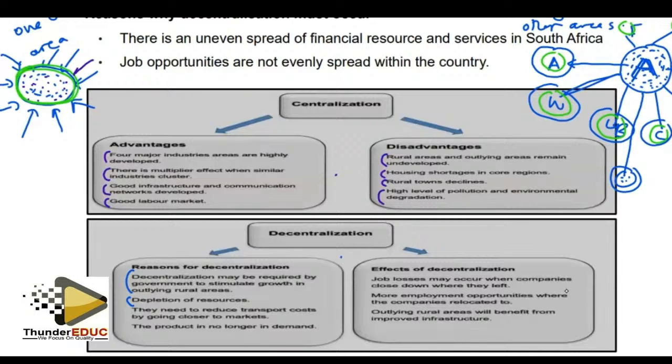I think we saw this, for example, during COVID, where most companies closed down, which resulted in too many people being jobless. And as well there are more employment opportunities where these companies relocate. If they move away from area A and relocate to area B, it means there will be more jobs for the local people in such areas. Outlying rural areas will benefit from improved infrastructure, which now becomes an advantage. So that is about industrial centralization and decentralization.